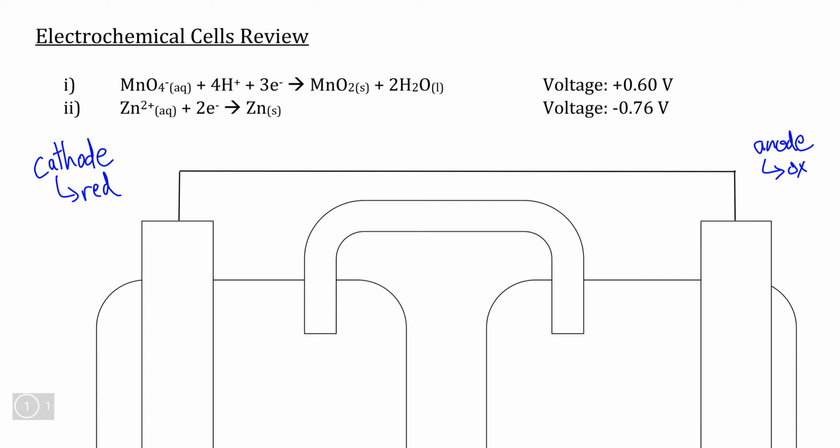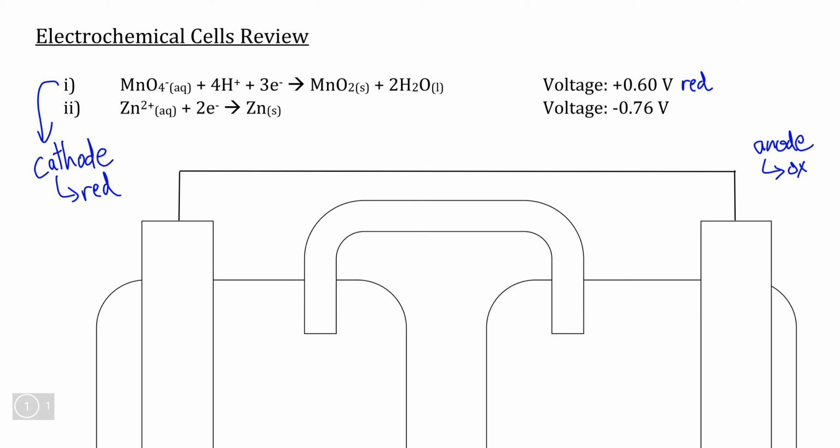So as you can see, just like in our data table, our two half reactions here are both written in the reduction reaction form, and we can see that only one of these reduction reactions has a positive voltage, which means because reaction 1 has a positive voltage, this is going to be the reduction reaction in our electrochemical cell, and therefore this reaction is going to occur at the cathode.